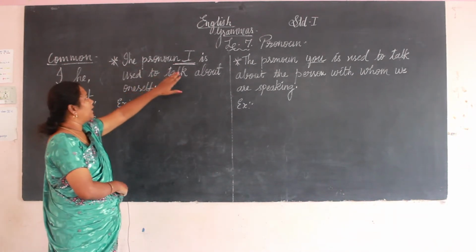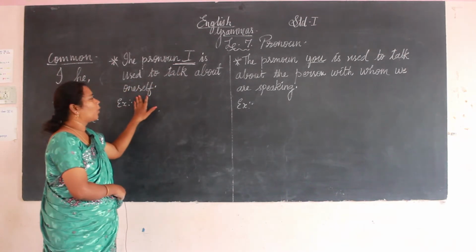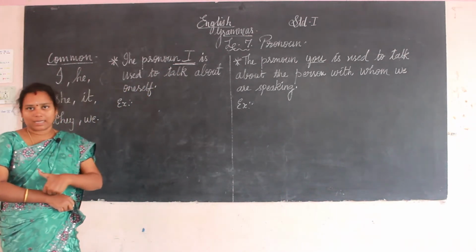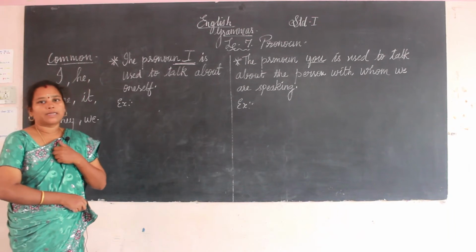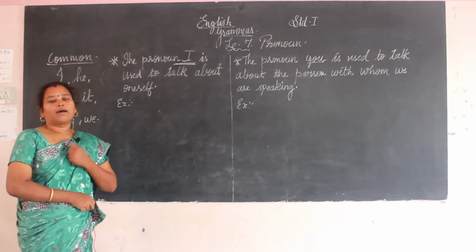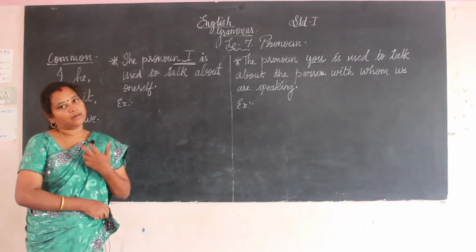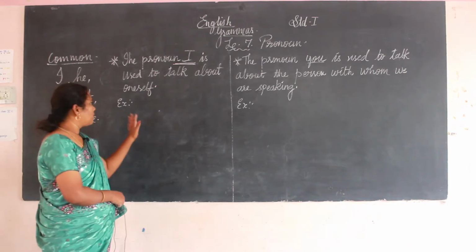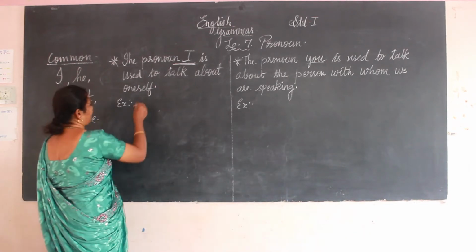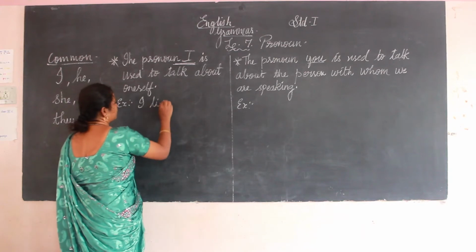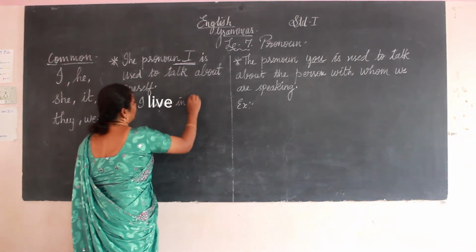The pronoun I is used to talk about oneself. When we talk about ourselves, we say how I was, how I am, I am like this, I am like that. Okay? So for example, I live in Mumbai.